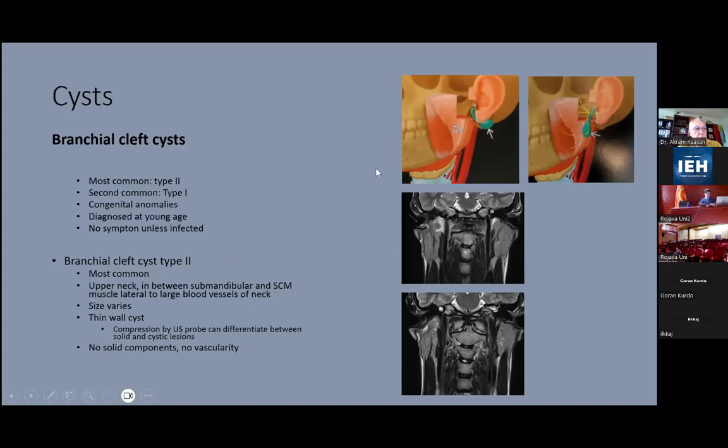pictures, but it's usually a cyst in the lateral side of the neck between the submandibular gland and sternocleidomastoid muscle, lateral to the blood vessels of the neck. They might be small or large. They have a thin wall, compressible. There's no blood circulation. There are no solid masses.